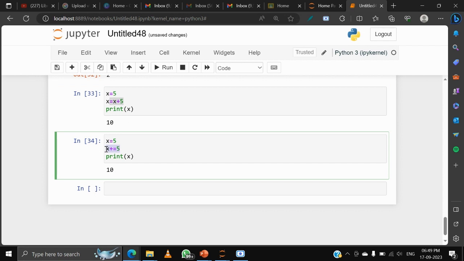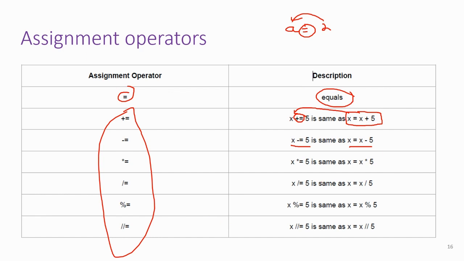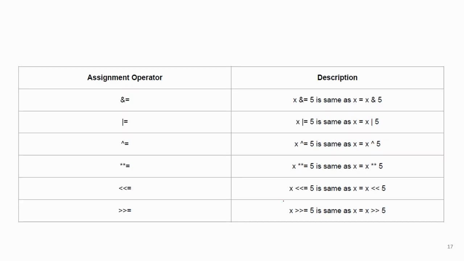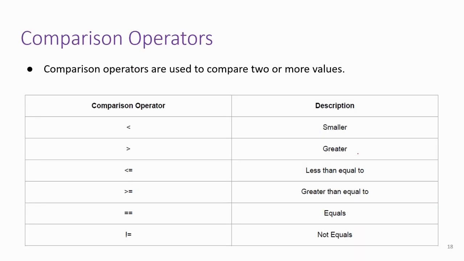Likewise, you can have different operators possible. You have the list here: and equal to, or equal to, XOR equal to. Similarly, divide by equal to, star equal to. You can see the corresponding operations here. Then we will see some comparison operators.